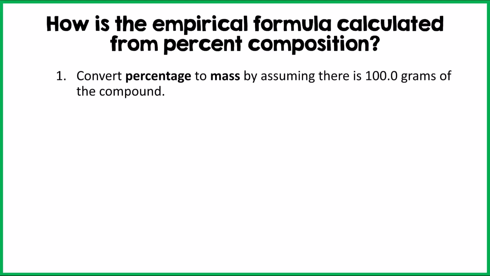First of all, we're going to take the percentage of mass, the percentage of composition, and we're going to convert that to mass. So assuming that there's 100 grams of the compound, if there was a percentage of 40% iron, there would be 40 grams out of 100. And so it's very simple to convert from percentage to mass because they're going to be the same number.